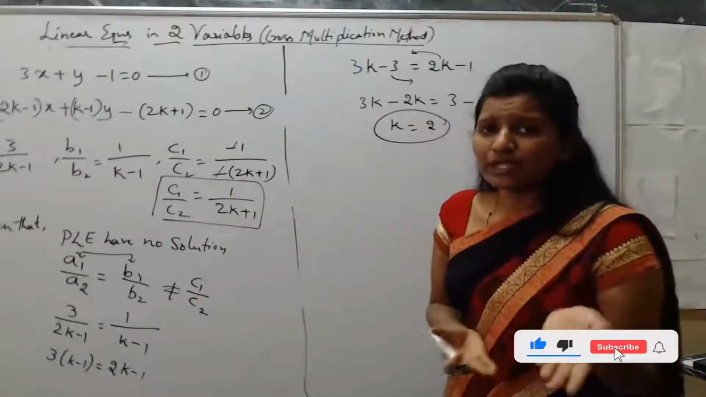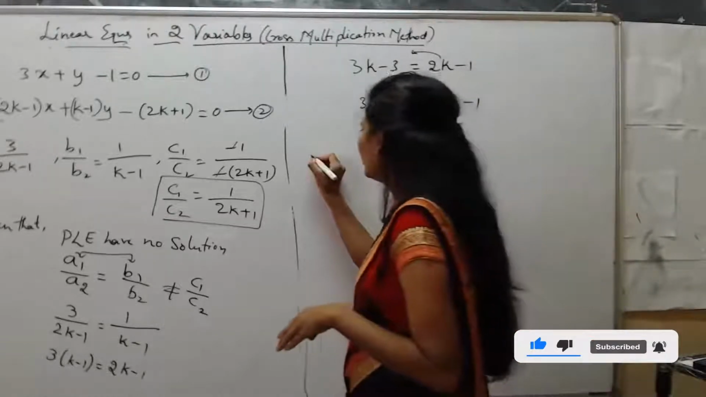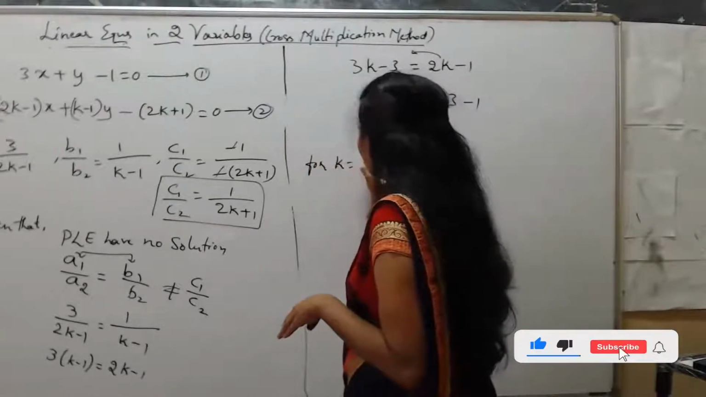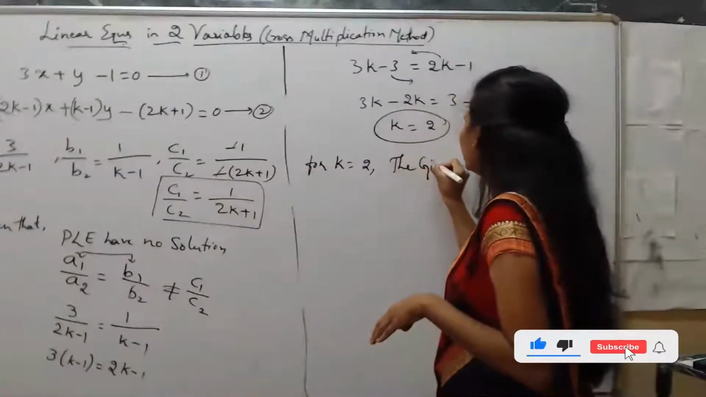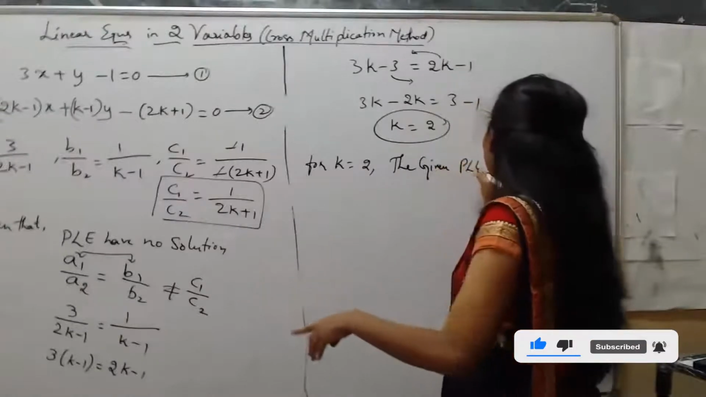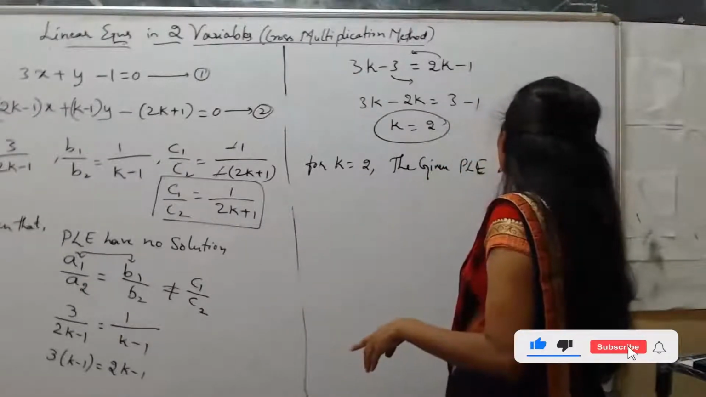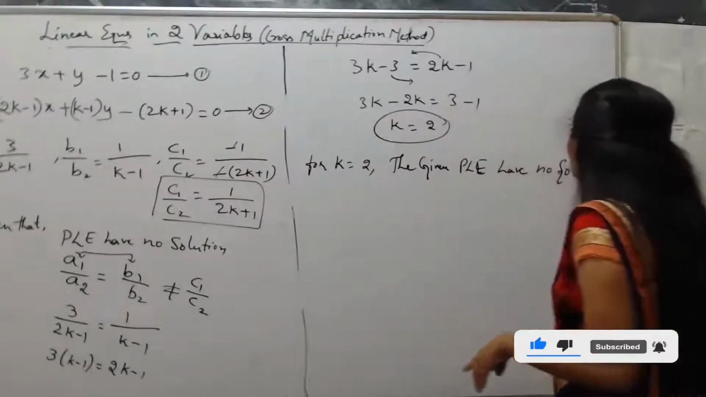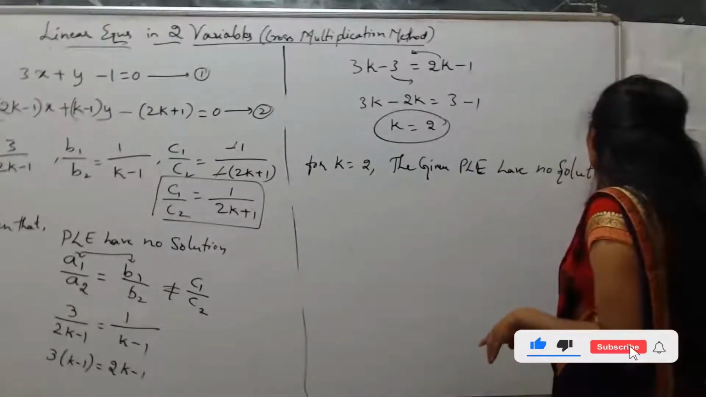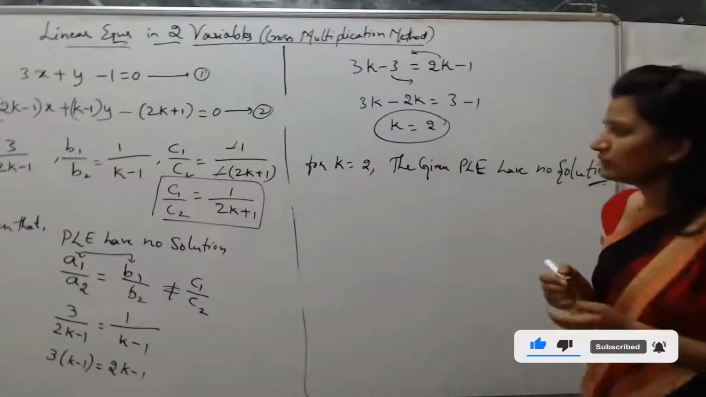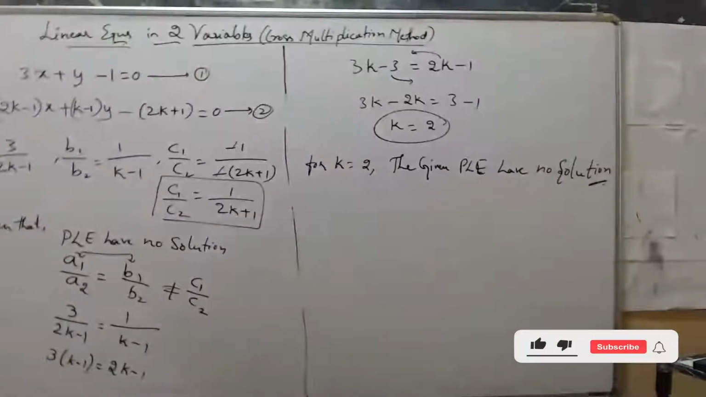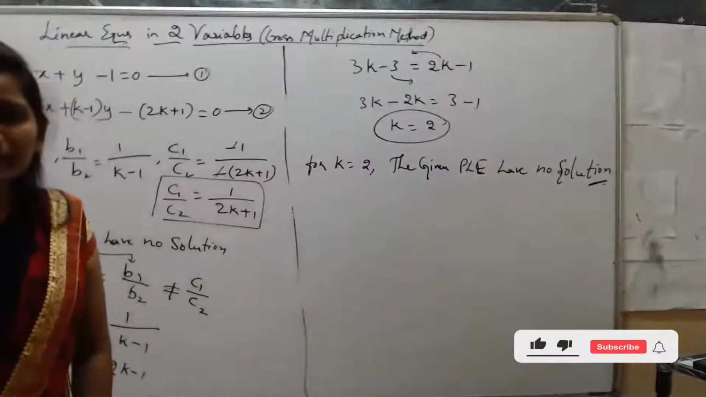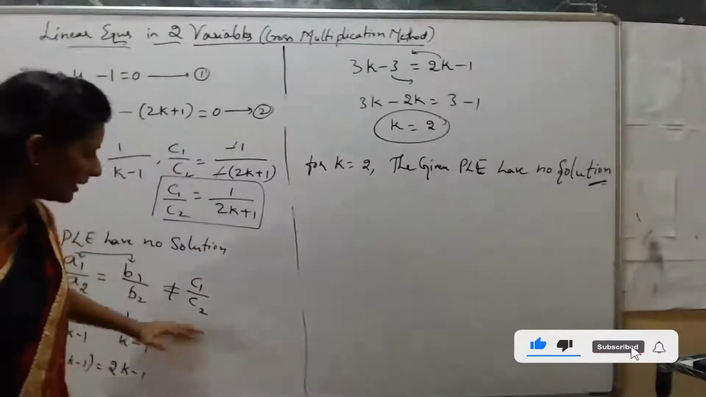So they asked to find the k value, where k is equal to 2, means if k is equal to 2, the given pair of linear equations have no solution. Got this? This is finished. Which is a very easy problem. Always read the question properly. See the given condition.